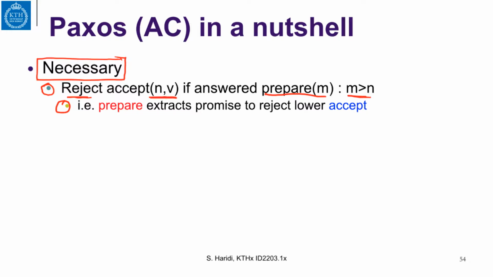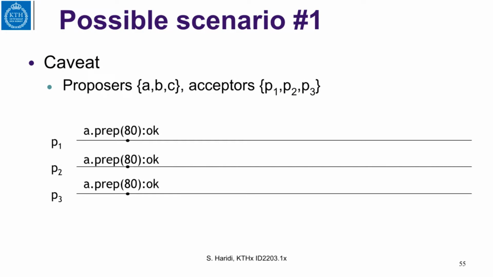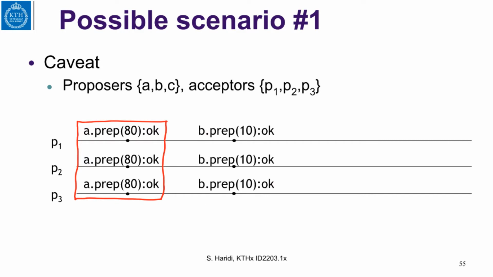But if we just keep this bare bone rejection, we get a number of unnecessary messages, and let us see how we get that. So here is a possible scenario. We have proposers A, B, and C, and acceptors P1 to P3. In the first case, proposer A sends a prepare with round number 80. That's fine. It gets acknowledged by the acceptors. Then proposer B sends a prepare message with proposal number 10. 10 is less than 80. So the promise made by the acceptors here is not to accept any proposals less than 10.